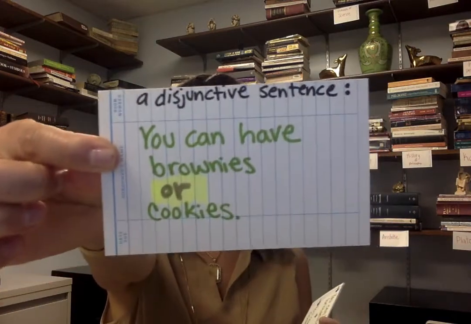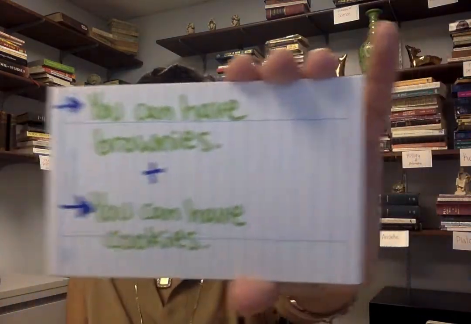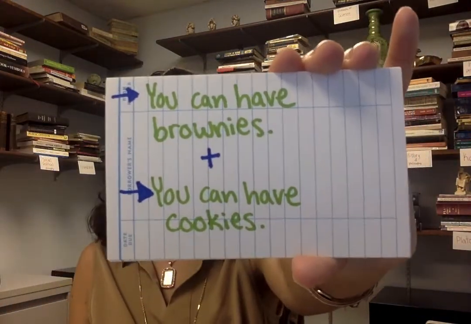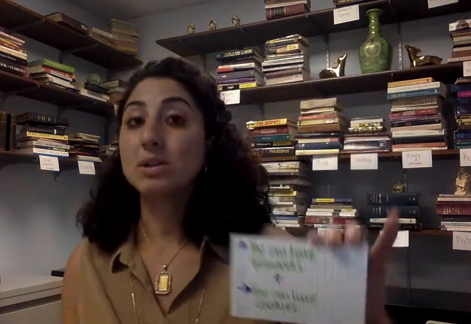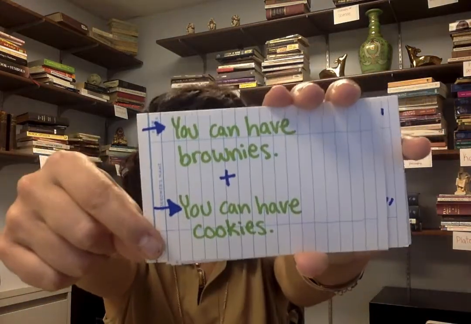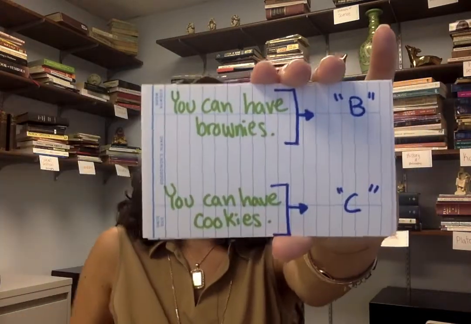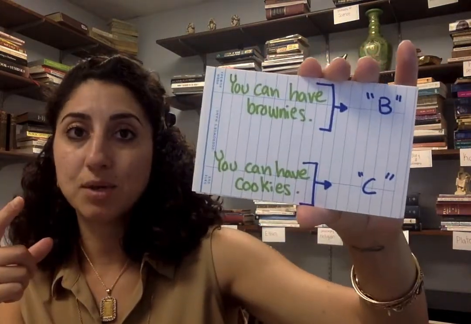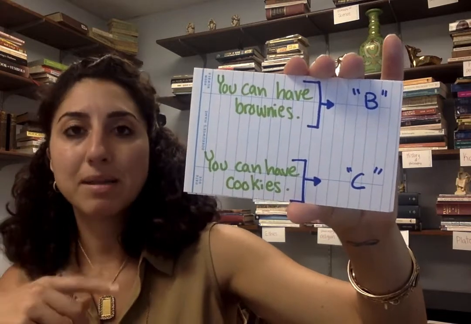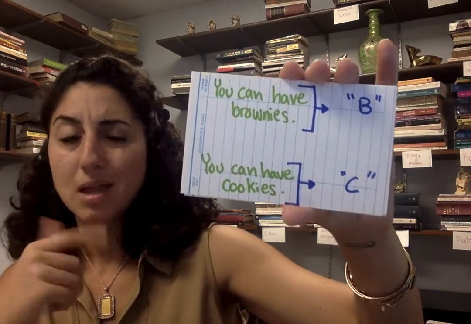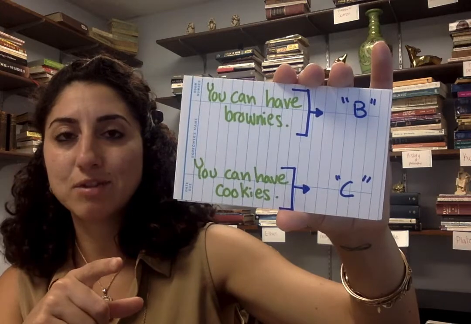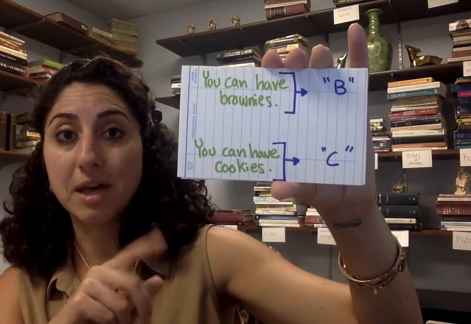So what you're really saying when you say you can have brownies or cookies is that you can have brownies and you can have cookies. What's unclear is if you can have both brownies and cookies at the same time. So let's take this two-part sentence and break it down. Let the first sentence, that you can have brownies, be represented by the letter B. And let the proposition that you can have cookies be represented with the letter C.